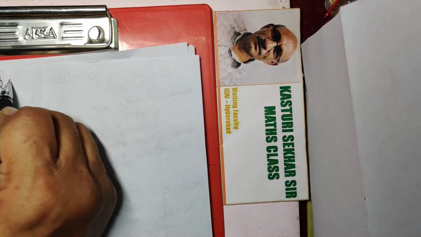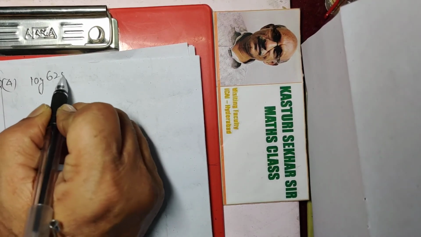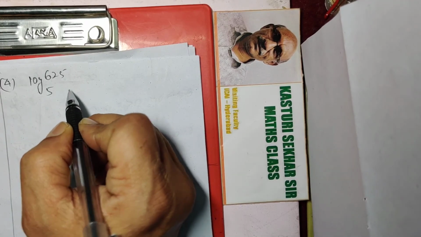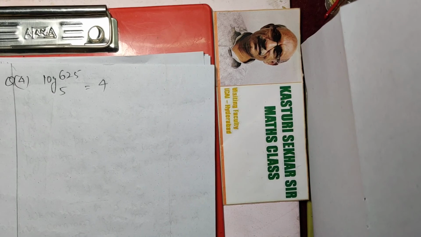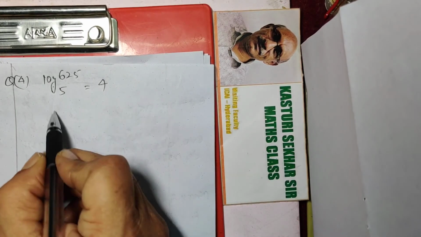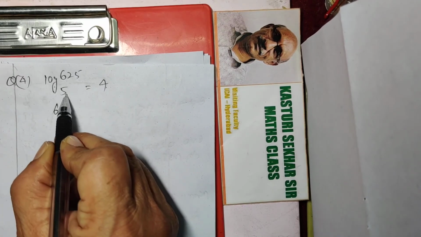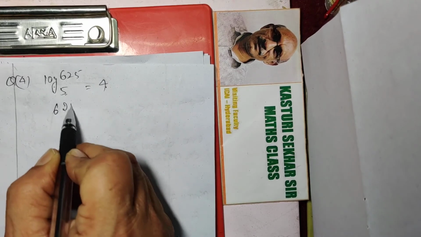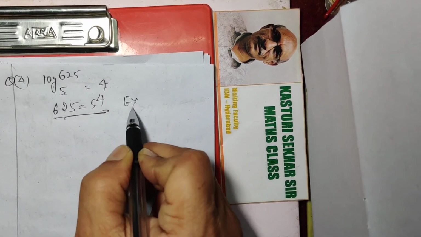Question number 4. Log 625 to the base 5 is equal to 4. Remove this log, sir. This base will become base for this number. 625 is equal to 5 power 4. This is exponential form.